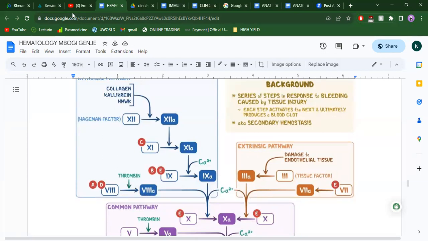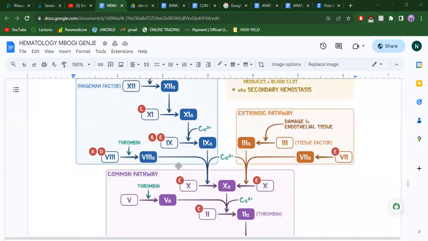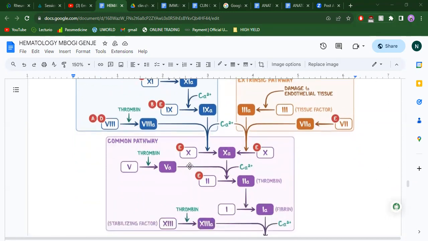Then they come and join factor 10. Now here's where the common pathway starts. In the common pathway, factor 10 goes to factor 10 activated. On the side, we have factor 5, which requires thrombin, similar to factor 8. So factor 5 activated joins in with calcium, factor 2.